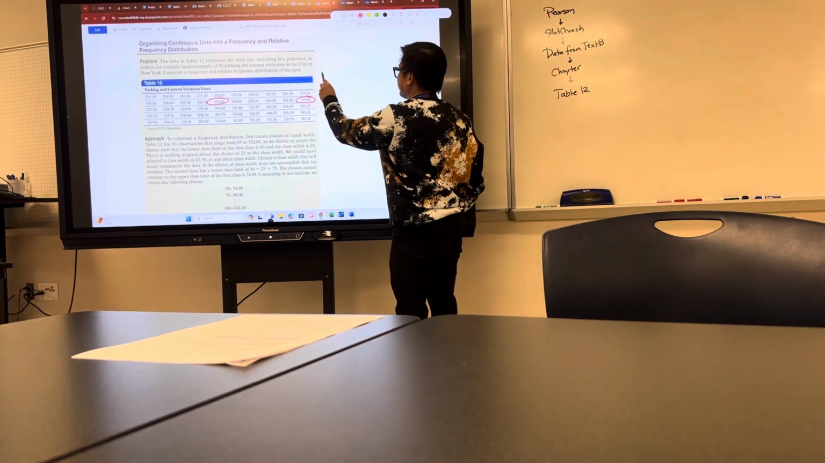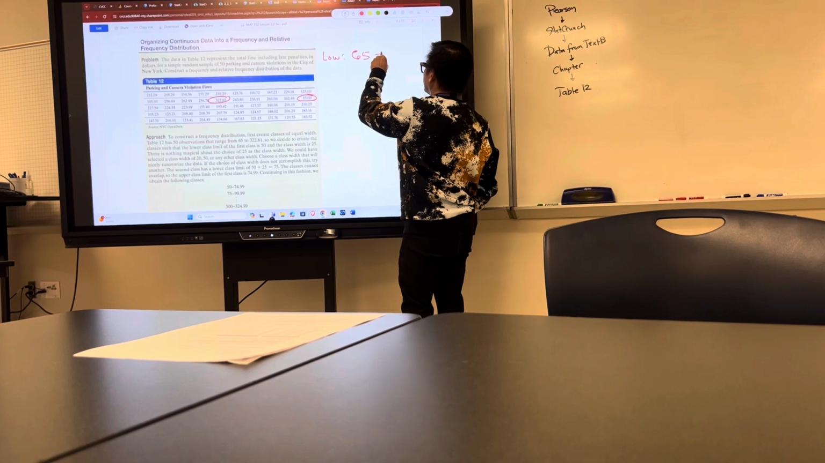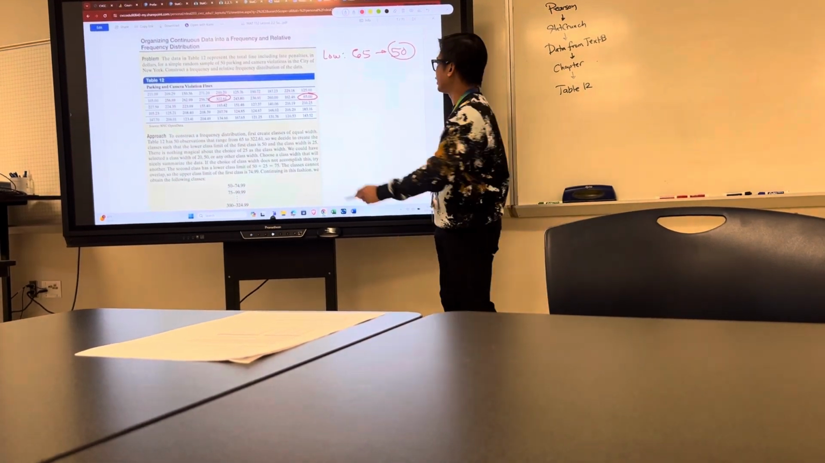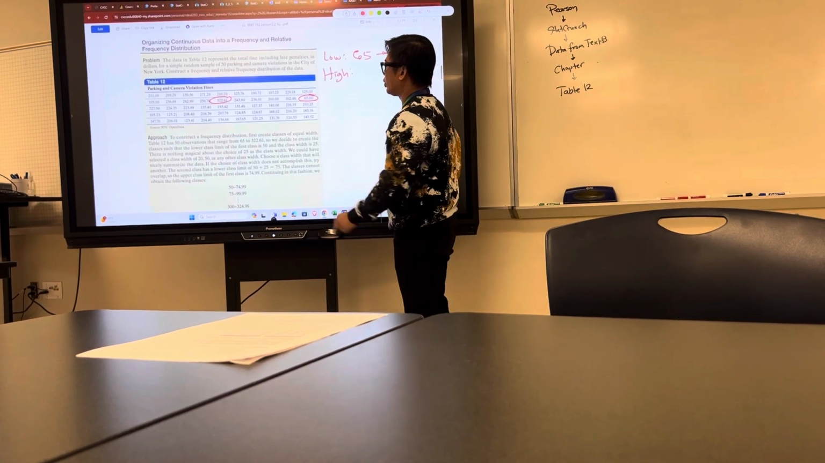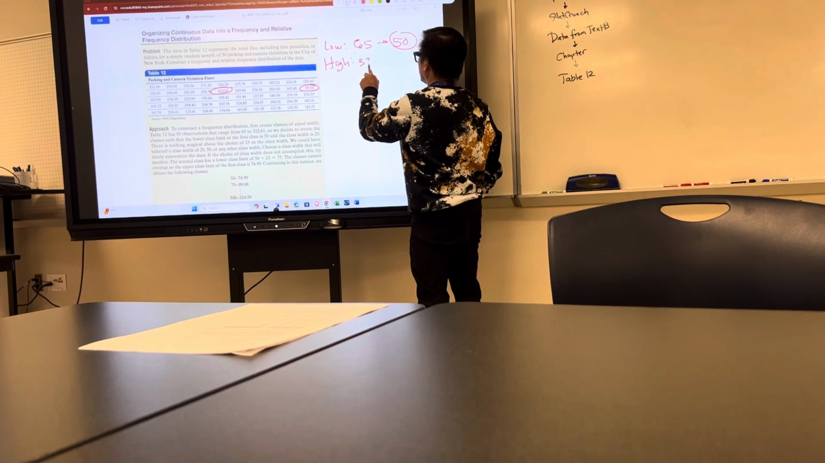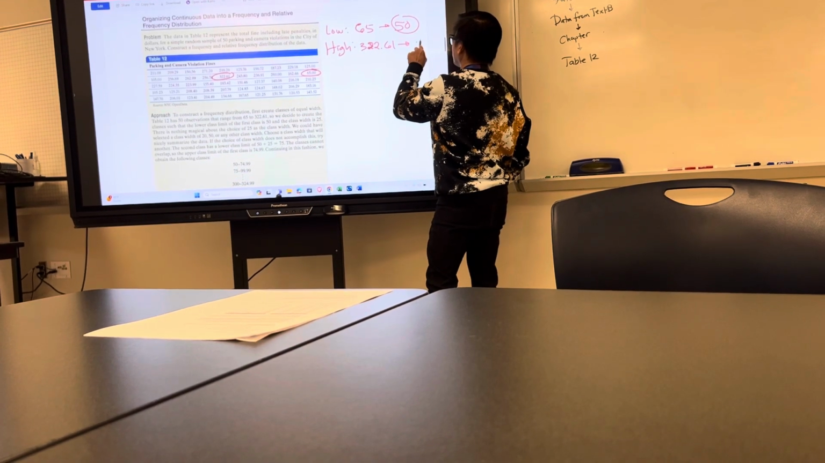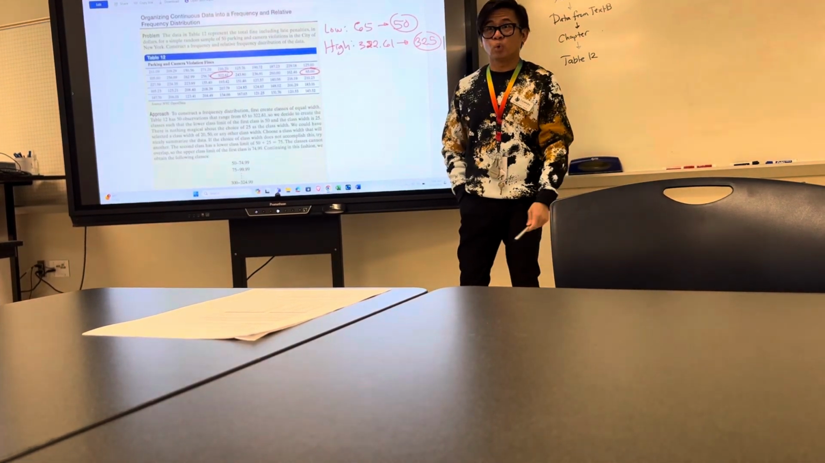So the low is 65. We consider what for such? I think we considered 50, right? And then the highest that we have seen is 322.61, and we consider what? 325. All right, so at least they're divisible by 25s, right?